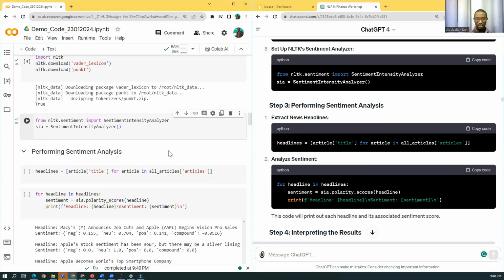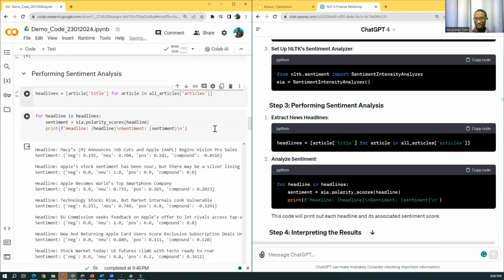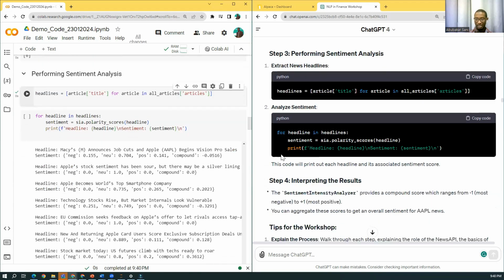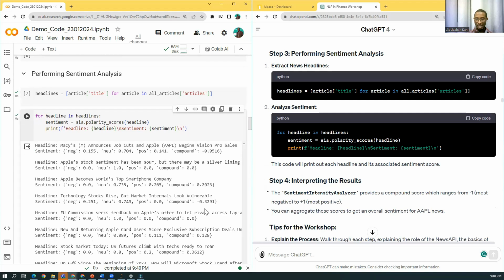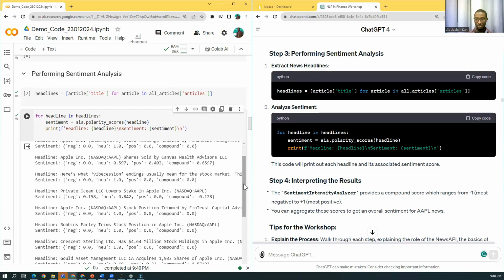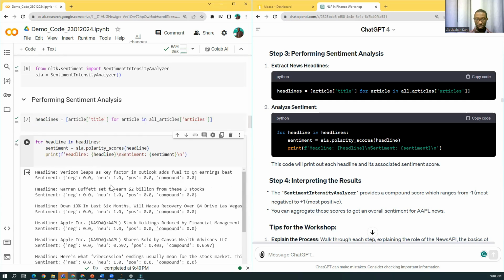Now we will perform the sentiment analysis, and this is the code for doing that. It does all that, and you can now analyze the sentiments and get the analysis. You can see this is an analysis of the sentiments of all the records. Some of them you can see. This is the first article.